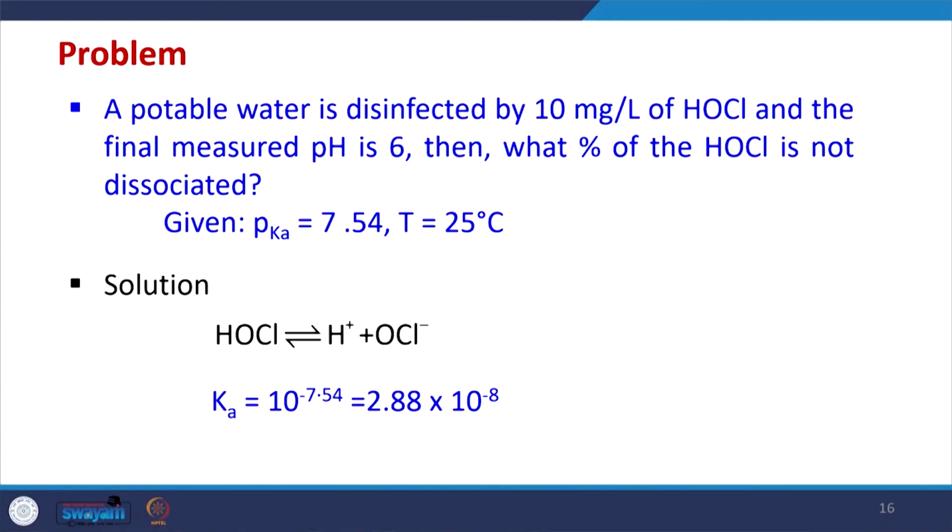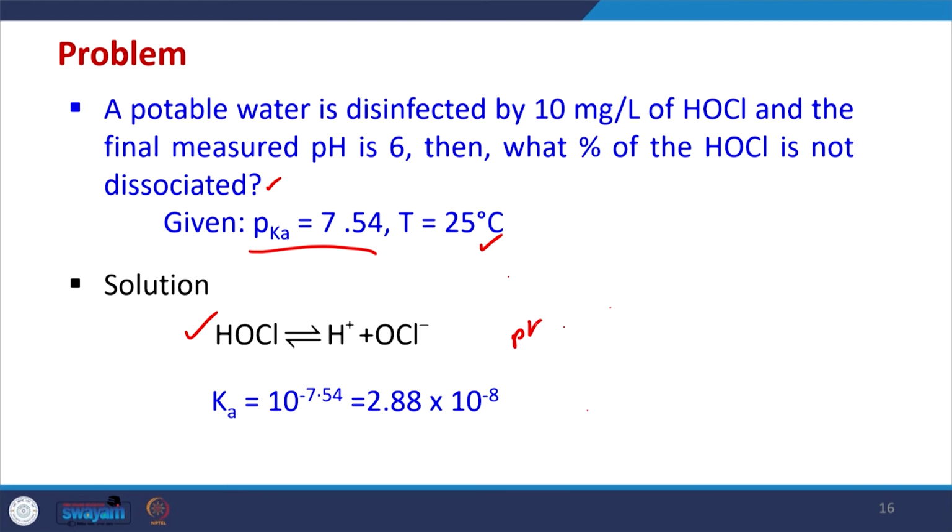Now, today we will try to understand some of the questions related to disinfection. The first question is given here for better understanding. A potable water is disinfected by 10 milligram per liter of HOCl and the final measured pH is 6. We have to find out what percentage of HOCl is not dissociated. The pK value of this particular dissociation reaction is 7.54 at 25 degrees centigrade. From the literature we can find out the pK value.